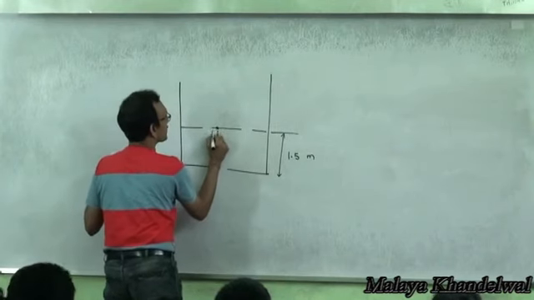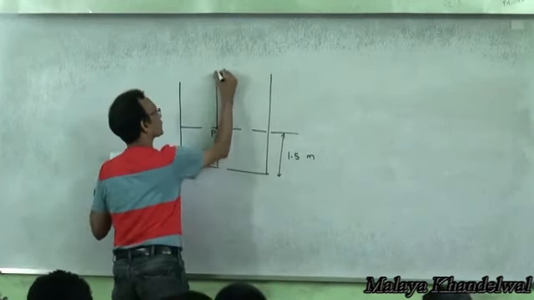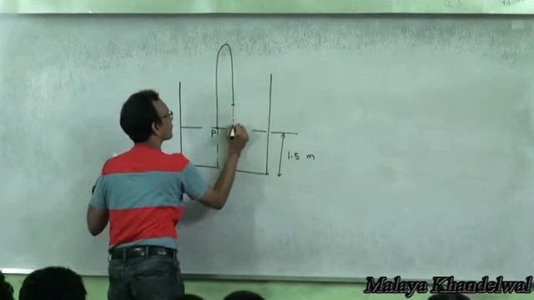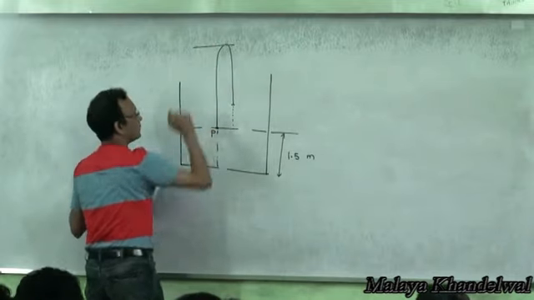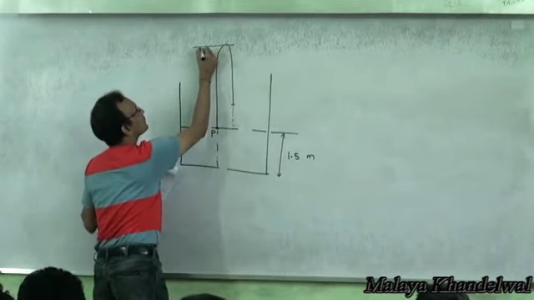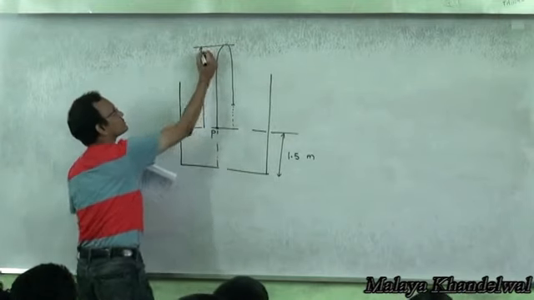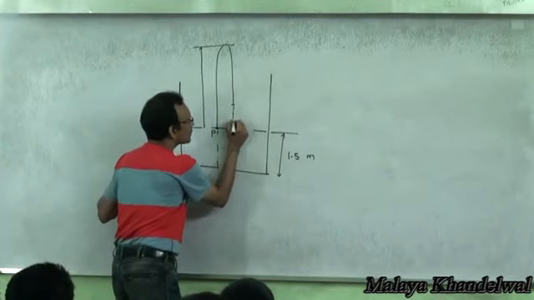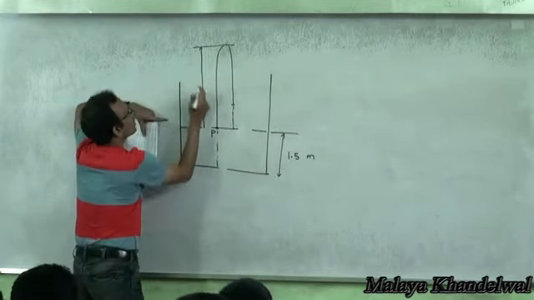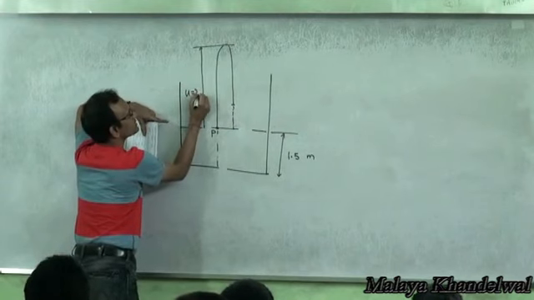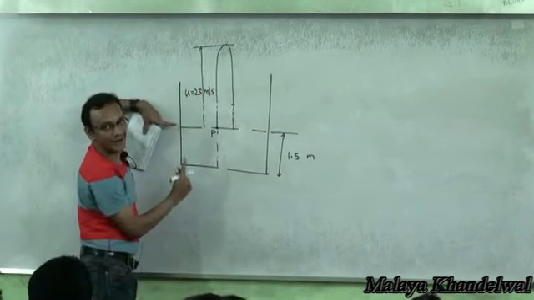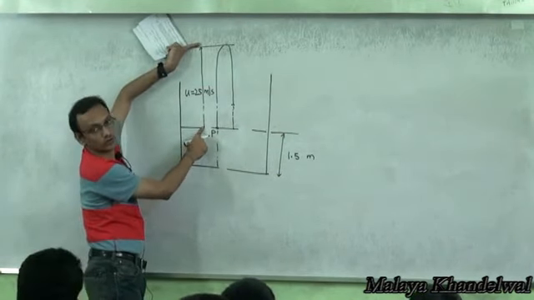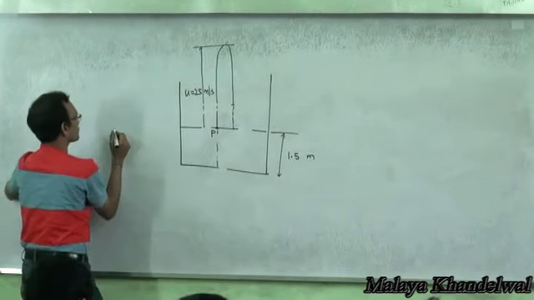This is where the bullet was launched at P. If the lift did not move, then, or rather, it was launched with a velocity u equal to 25 meters per second with respect to the ground, right? So this must be h equal to u squared by 2g.